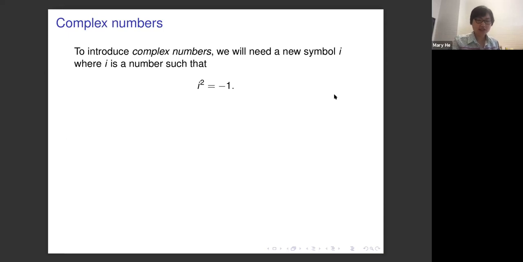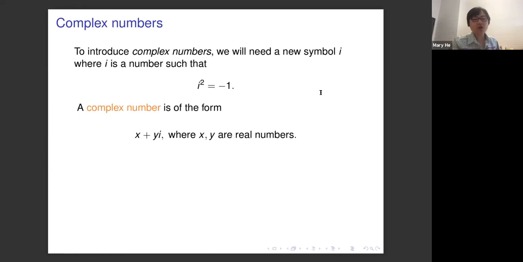So the idea of complex numbers is to make sense of what it means to take the square root of a negative number. So i is defined as the square root of -1. Right. So what is a complex number? Well, in general, a complex number is of the form x plus iy. So x is a number and y is also a real number.